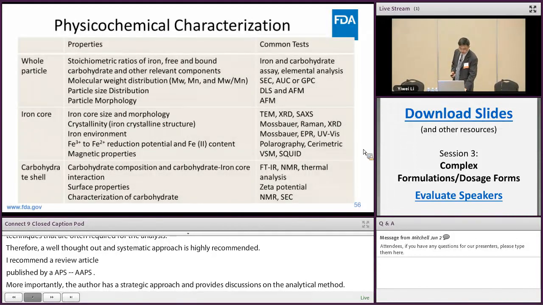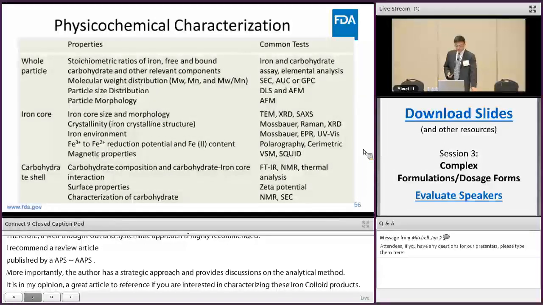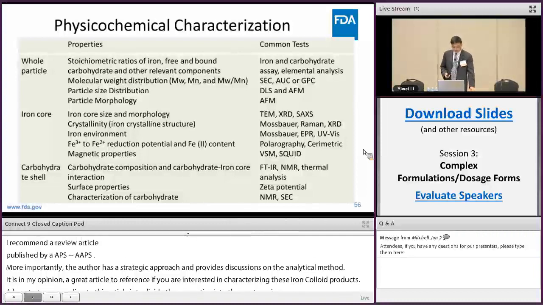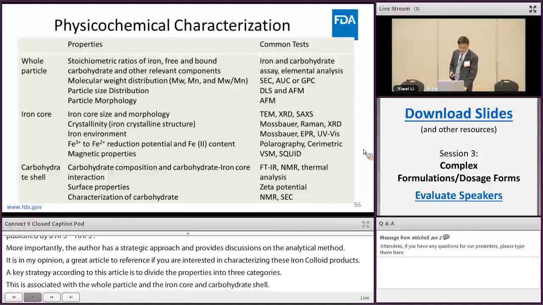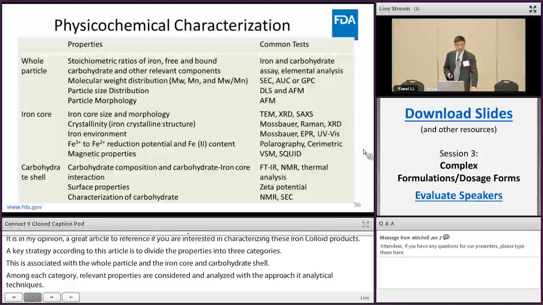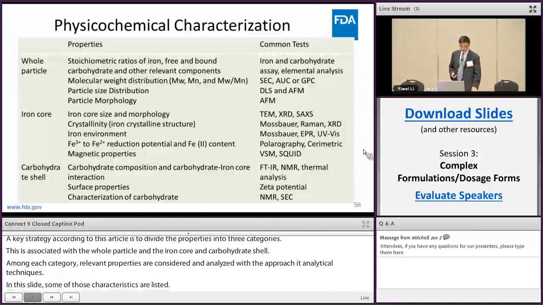A key strategy, according to this article, is to divide the physicochemical properties into three categories: those associated with the whole particle, those associated with the iron core, and those with the carbohydrate shell. Among each category, relevant properties are considered and analyzed using appropriate analytical techniques. In this slide, some of those characteristics and commonly used tests are listed. This approach provides clarity and a system to tackle many properties associated with the drug product.